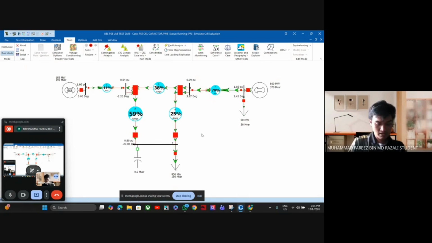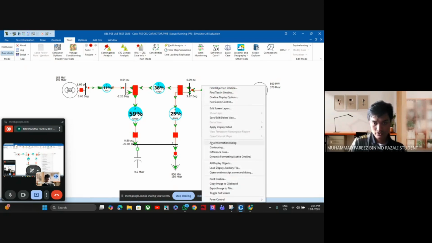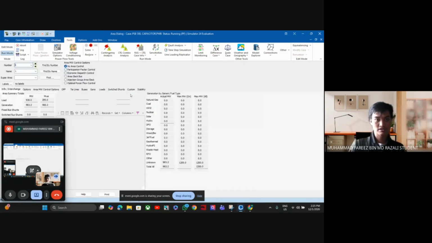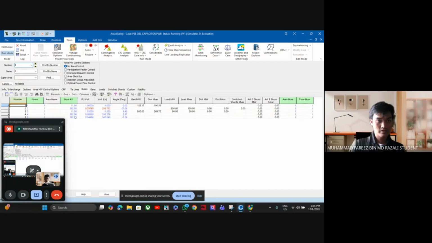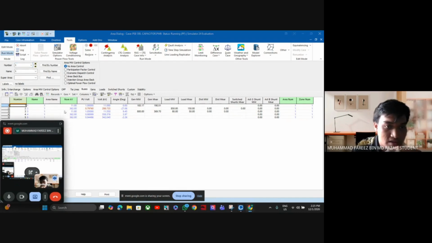But before we go to the next case, I'm going to show the table. So here are the values, which makes it easier. This is the nominal kV for each bus. We can see in the table the values for nominal kV, pu volt, volt kV, angle, generator megawatt, generator megavolt ampere reactive, or MVARs, load megawatts, and so on. So this is the value of it.